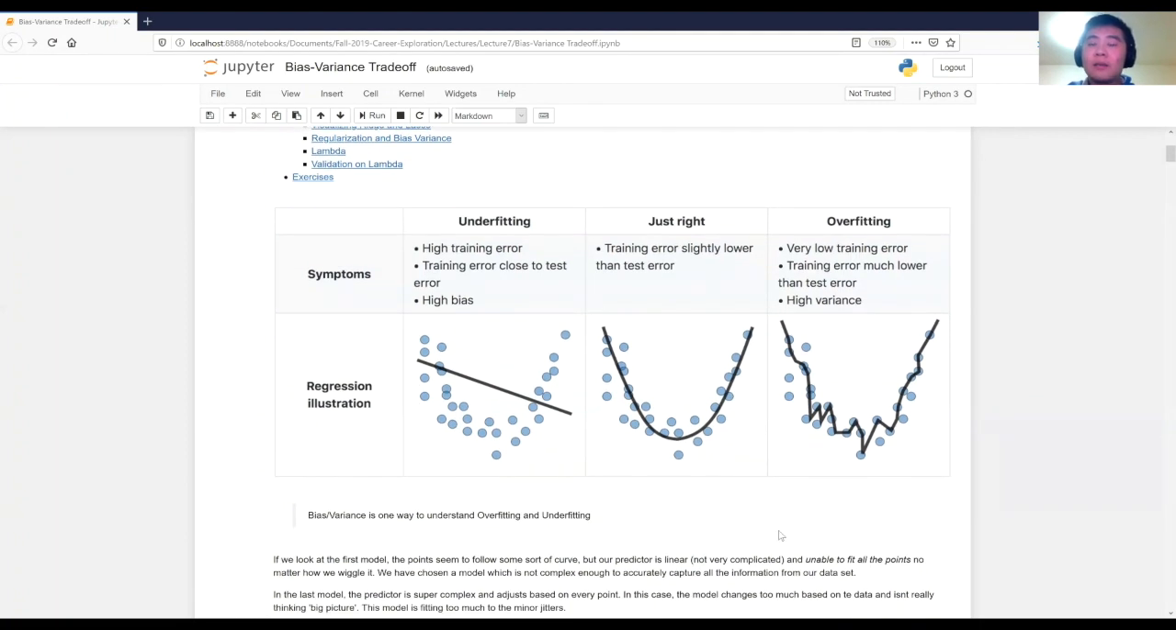And the model in the middle is just right. It's complex enough to describe the data, but not any more complex than that. And that is what we're aiming for.